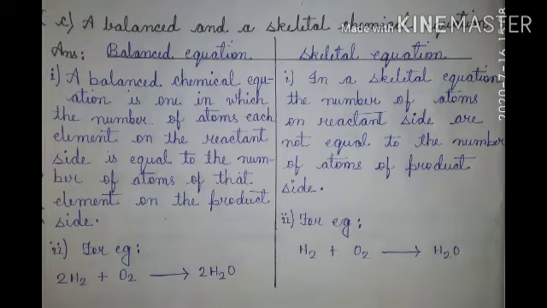Now what is a skeletal equation? In a skeletal equation, the number of atoms on the reactant side is not equal to the number of atoms on the product side. For example, H2 plus O2 gives H2O. Here in the reactant side there are 2 hydrogen atoms and 2 oxygen atoms, but in the product side there are 2 hydrogen atoms but 1 oxygen atom. So this type of equation is called an unbalanced equation or skeletal equation.